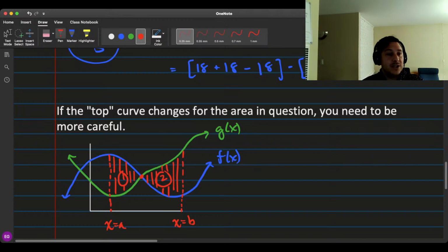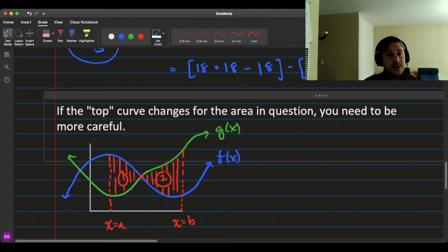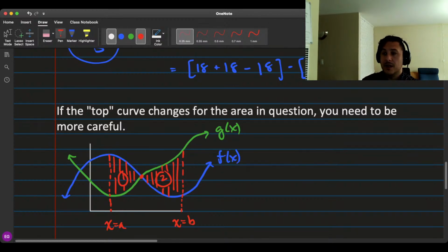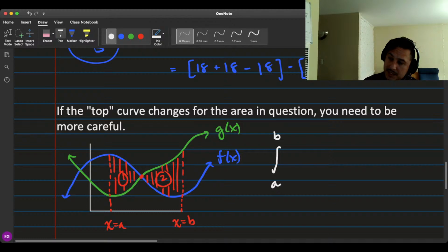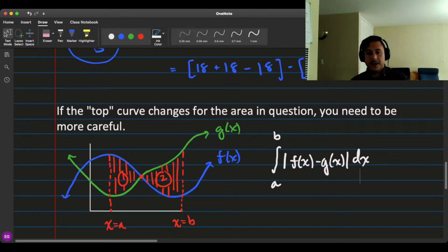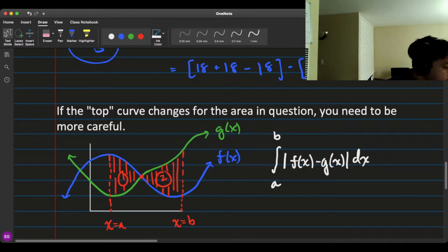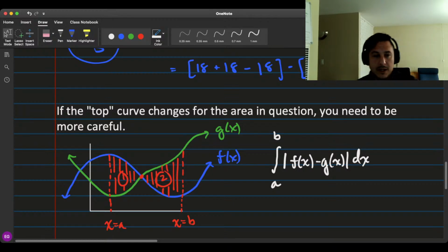So you can't just integrate f of x minus g of x, because that won't work for you, right? The roles switch. So if you get a switch like this, what you're going to need to do is integrate from a to b the absolute value of one minus the other. There's more to it, but this is going to be your solution. Then you have to be a little careful about what's going on. We'll get into those details in a moment.